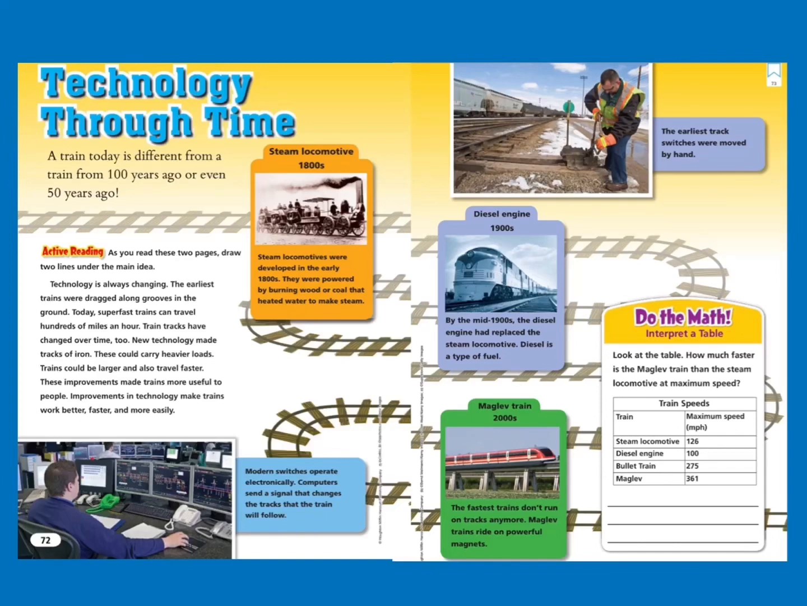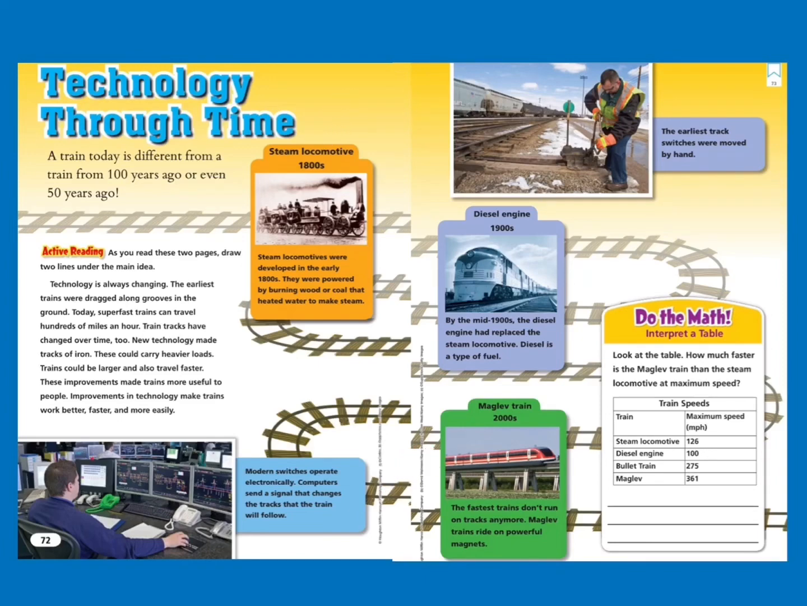Look at the manual switch that was used to move train tracks in the past. How do modern switches differ from this? Well, it's simple. Modern switches are controlled by computers, not by hands anymore. Now, let's do the math section. Look at the table. And let's compare. Which is faster, the maglev train or the steam locomotive?